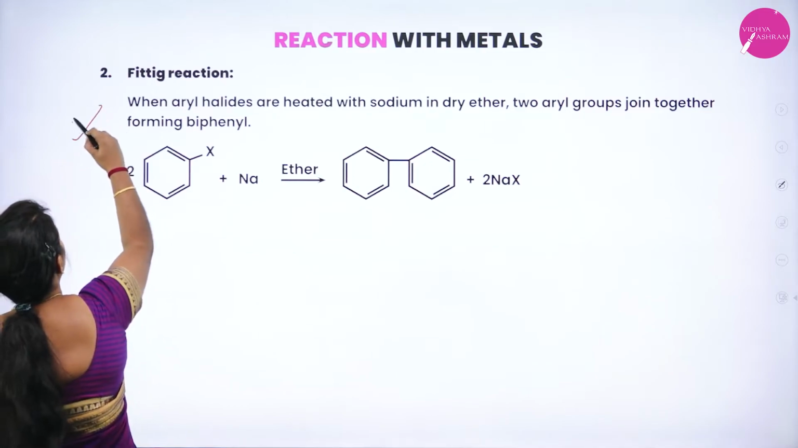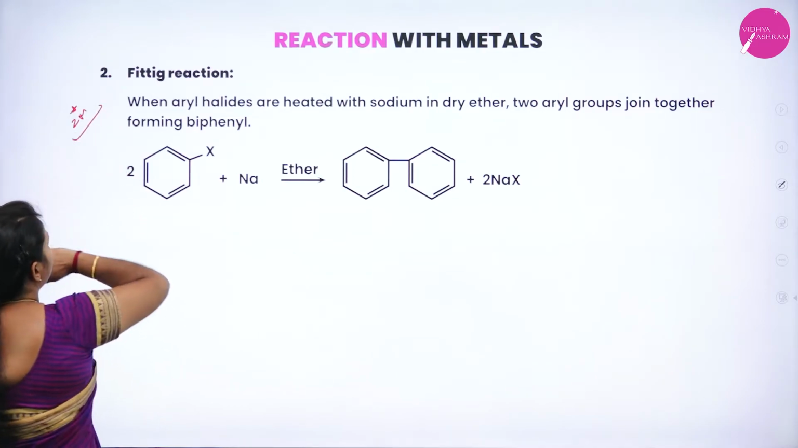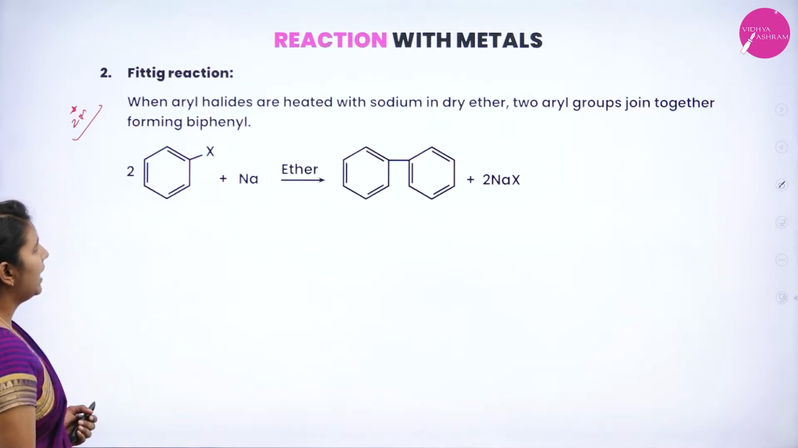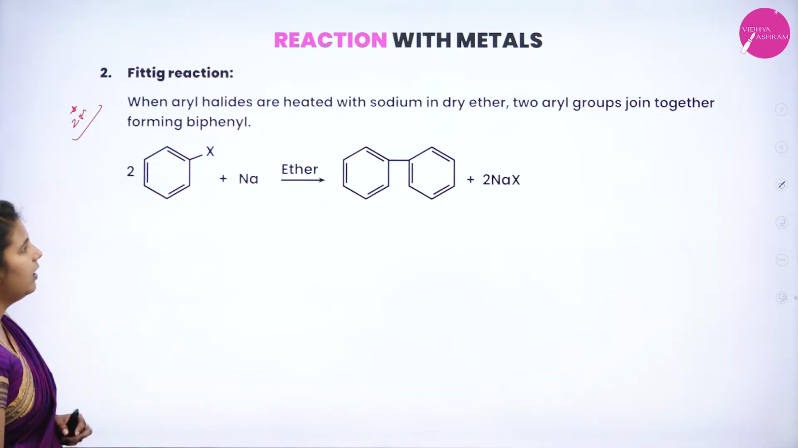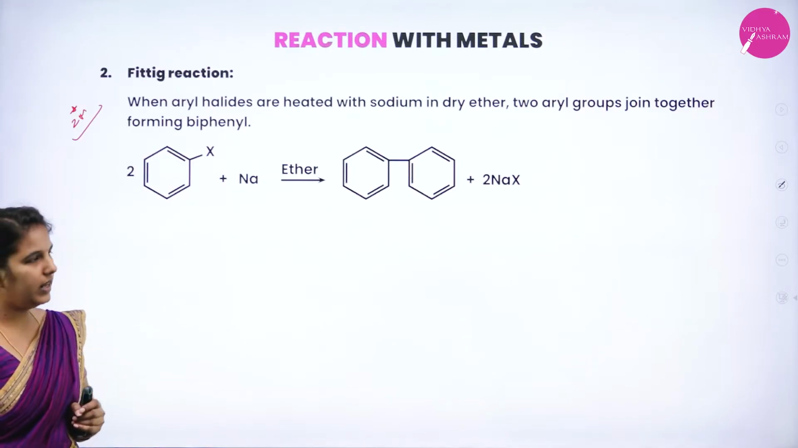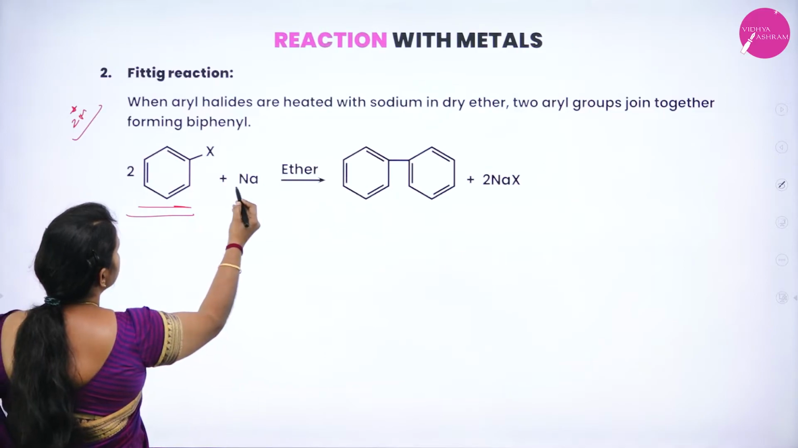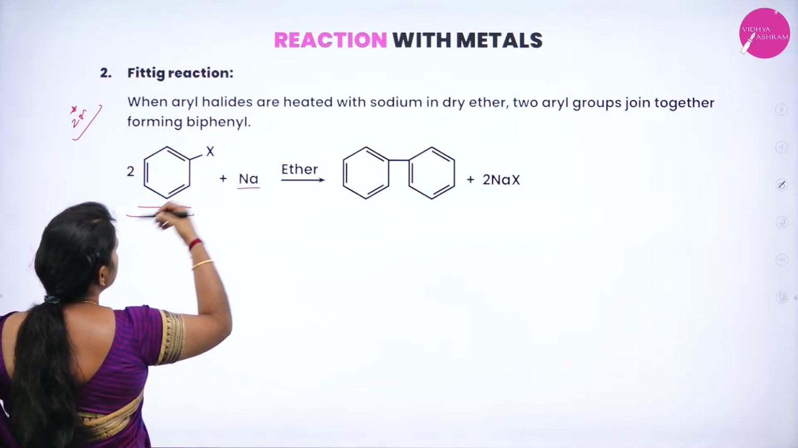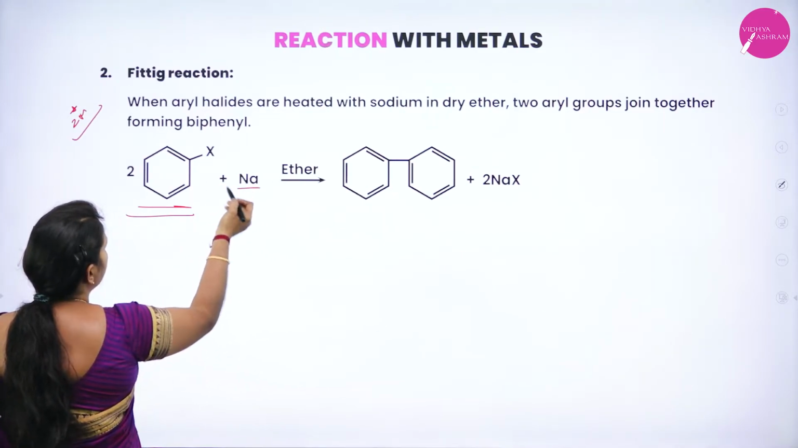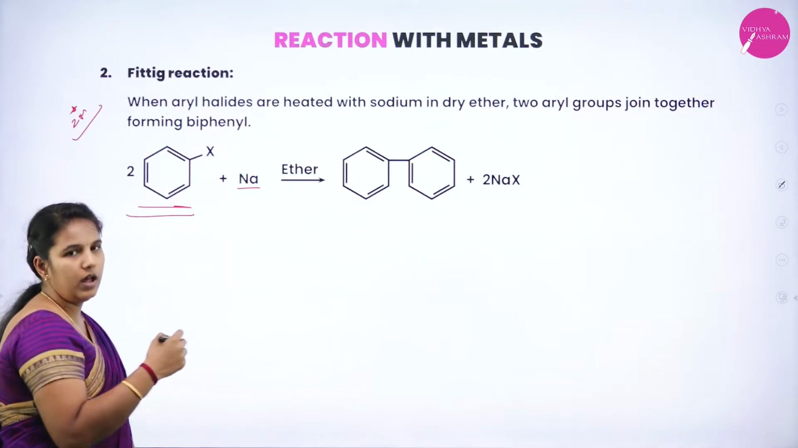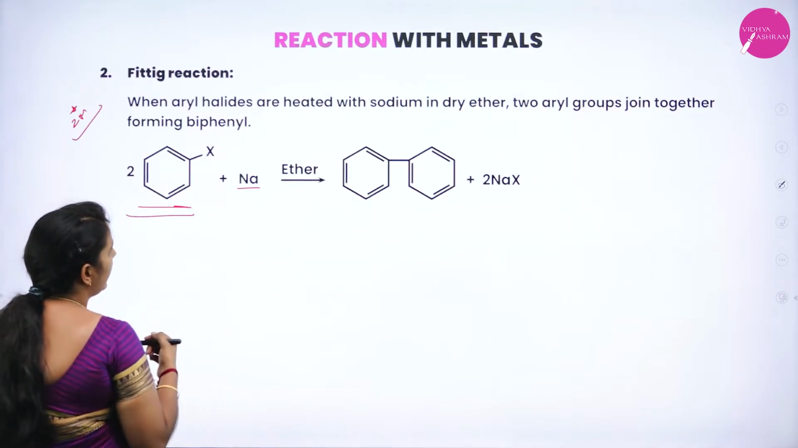Next, we have the Fittig reaction. Again, this can be asked for 2 marks. Okay, when aryl halides are heated with sodium metal in the presence of dry ether, what is formed? Biphenyl. So here I have considered the aryl halide, which has been treated with sodium metal in the presence of dry ether. What will happen? The sodium will take up the halogen to form a sodium halide, and biphenyl will be formed.